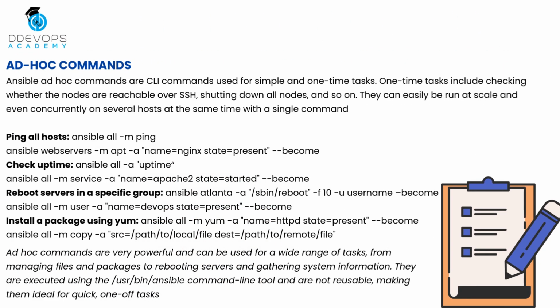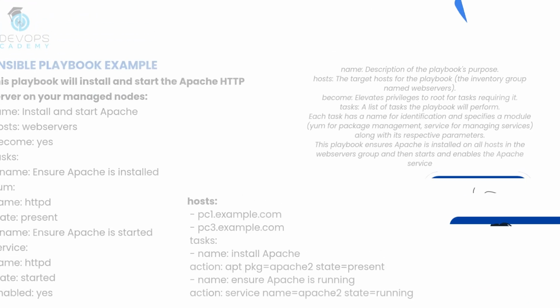Ad-hoc commands in Ansible are perfect for quick, one-time tasks, like checking server uptime, installing packages, or rebooting nodes. They run directly from the command line and scale effortlessly across multiple hosts. No playbooks, no setup, just fast, powerful automation at your fingertips.